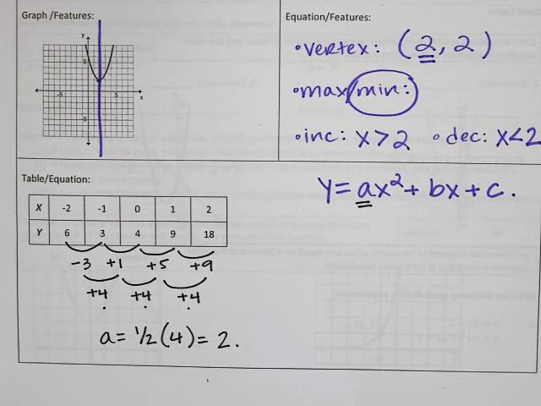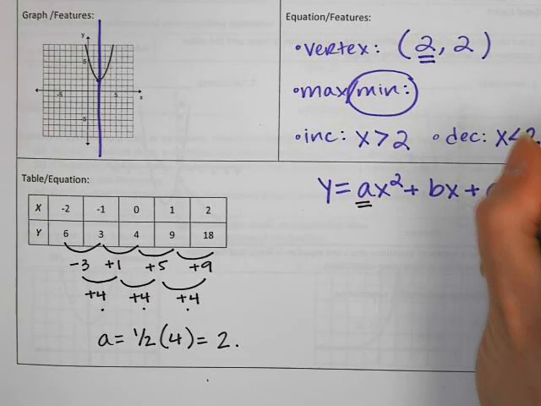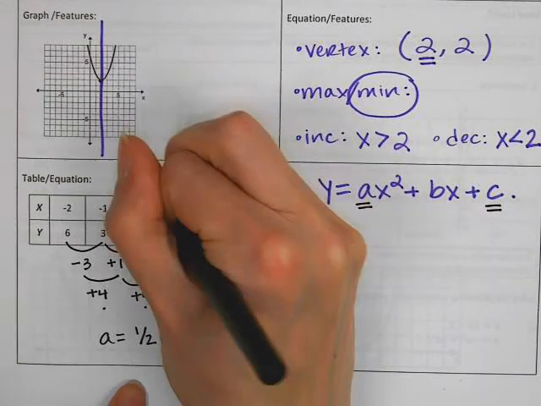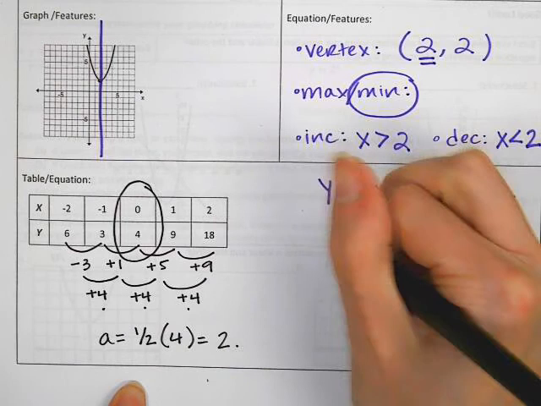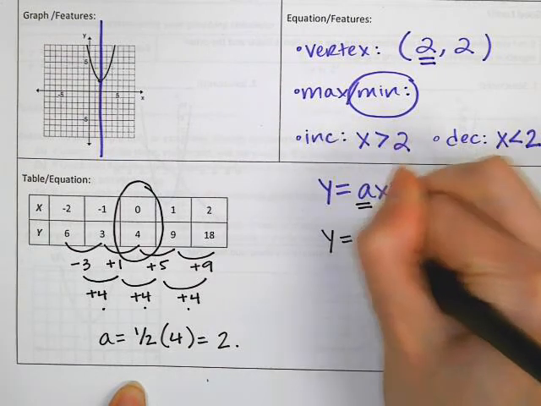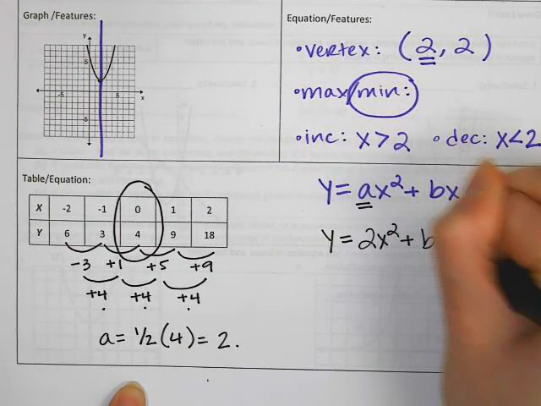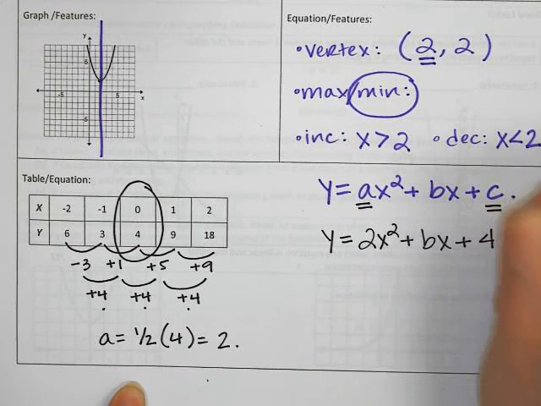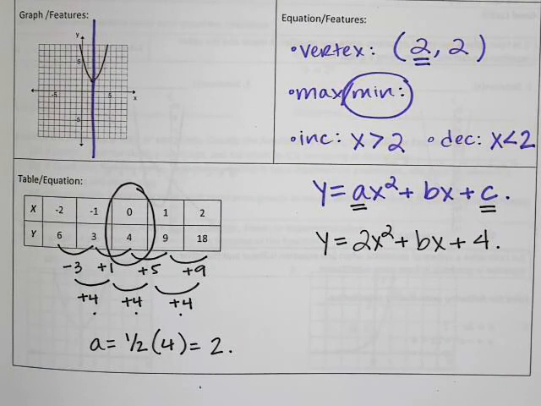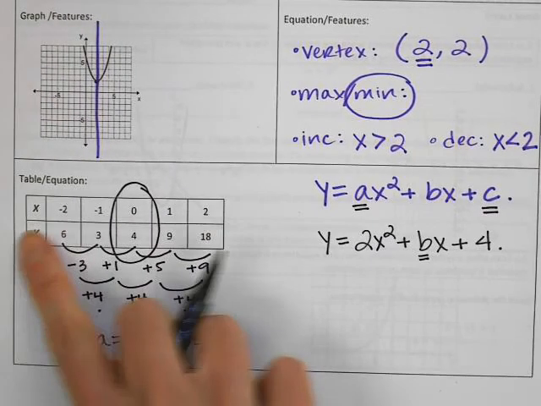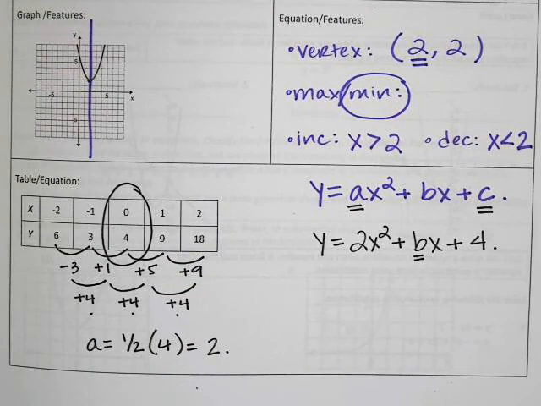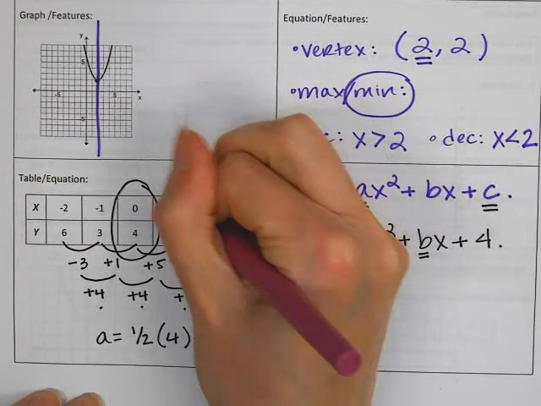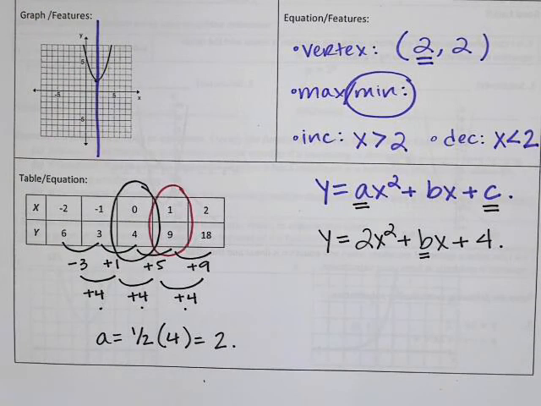All right, so that's a. And then c is just the y-intercept. So c is 4. Okay, so I'm going to rewrite it. a is 2 and c is 4. Okay, now to find b, we're going to pick any ordered pair we want. Just pick whatever looks the easiest to you. I'm going to pick 1, 9. But you guys can pick whatever you want.